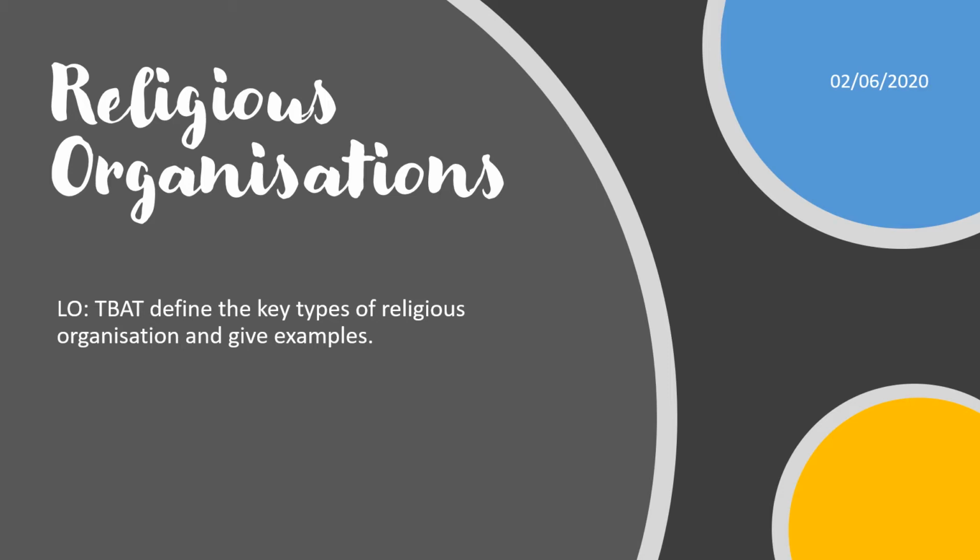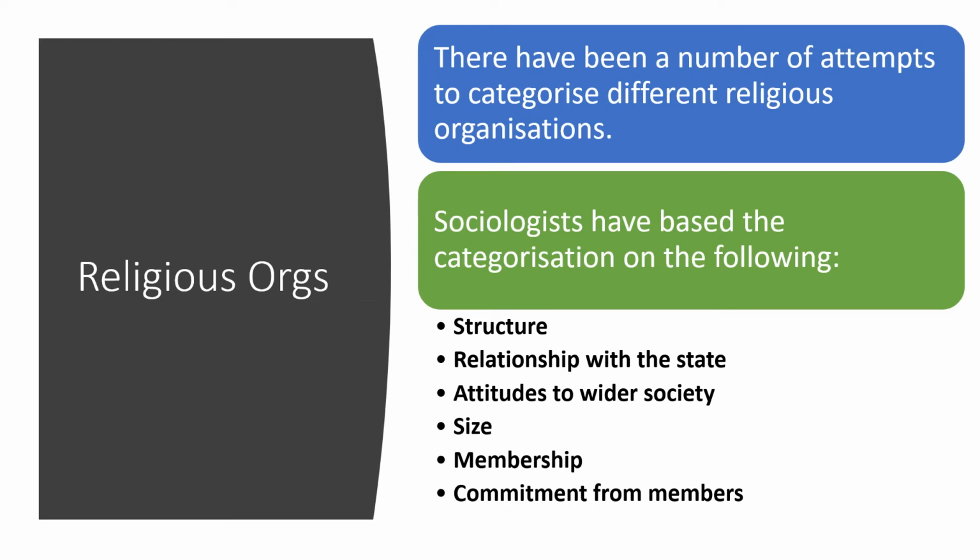So various sociologists have attempted to categorize different religious organizations, to put them into groups, to look at the themes, what do they have in common, what are the differences, and lots of different sociologists have done this in lots of different ways. So they've looked at things like the structure of the organization. Is it hierarchical? Is it a fairly flat structure? Is there lots of equality? Is there a big emphasis on power and domination? So some sociologists have looked at that.